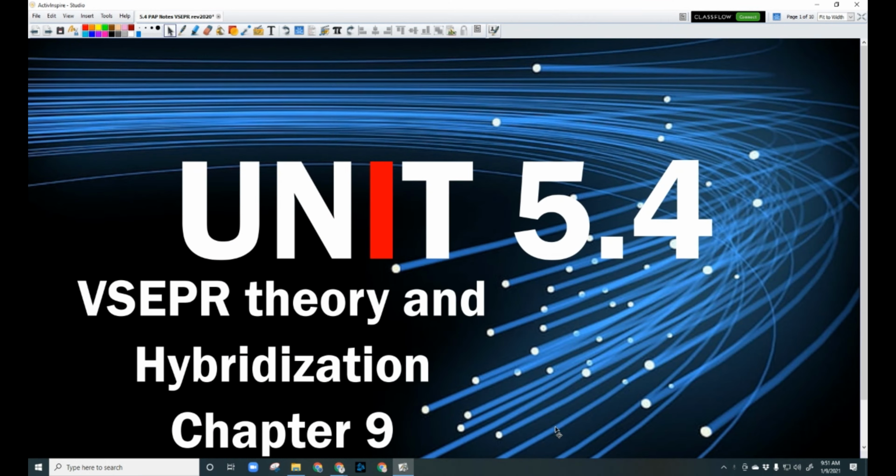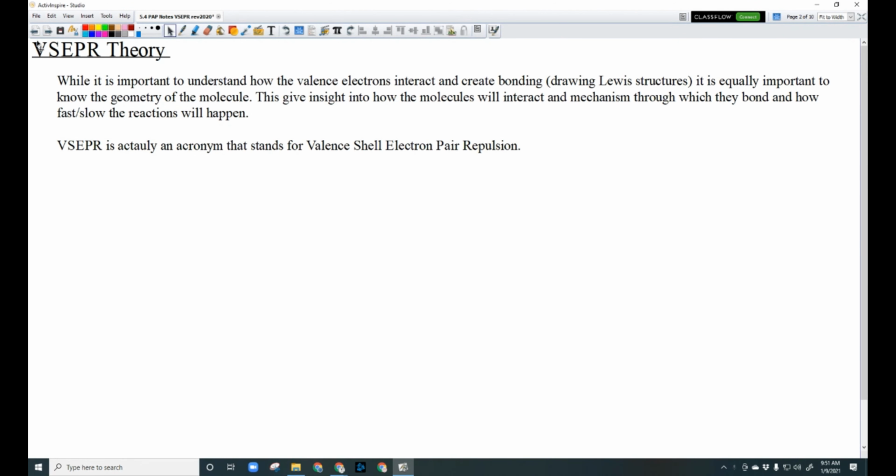Well, welcome back. This is Unit 5.4, and in this section, we're going to be talking about the VSEPR theory and hybridization. VSEPR theory. While it's important to understand how valence electrons interact and create bonding, we just went over that by talking about Lewis structures. It's just as important to know about the geometry of the molecule. And this is going to give us insight into how molecules will interact and the mechanisms by which molecules interact with each other. And it gives us information on how fast or slow maybe a reaction is going to happen.